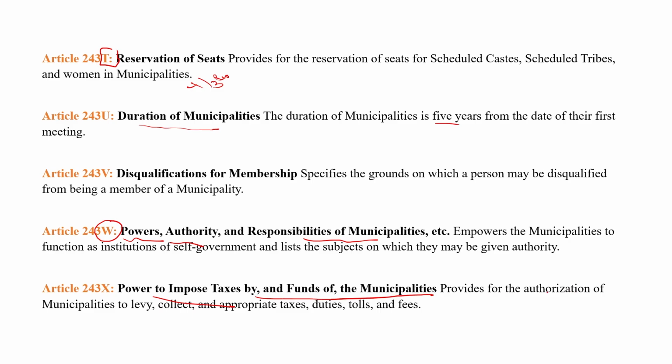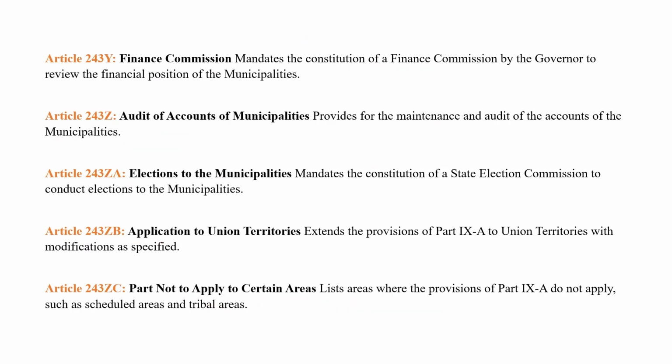It provides for the authorization of the municipalities to levy, to collect and to appropriate taxes, duties, tolls and fees. The next is Article 243Y, same as our rural area. 243Y explains the Finance Commission. It is mandated that the governor has to constitute a finance commission who will review the financial position of the municipalities of that particular state. The finance commission will be appointed by the governor for that state to review the financial position of the municipalities.